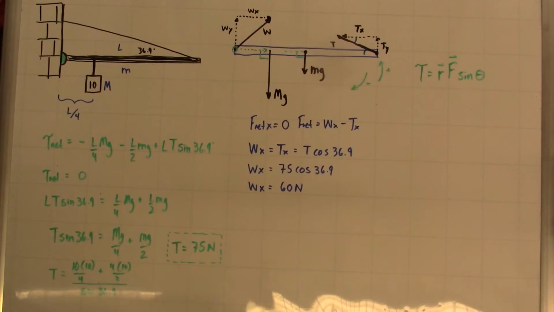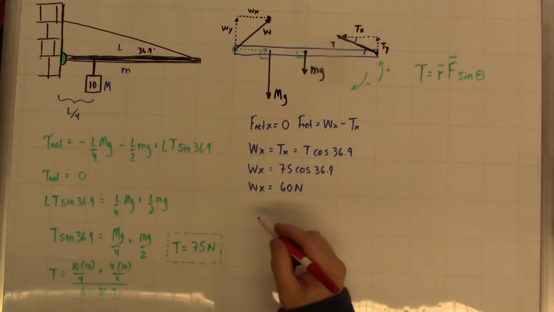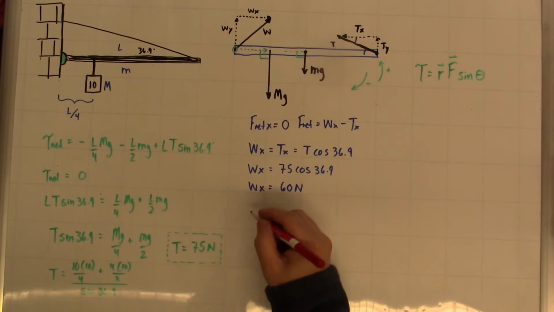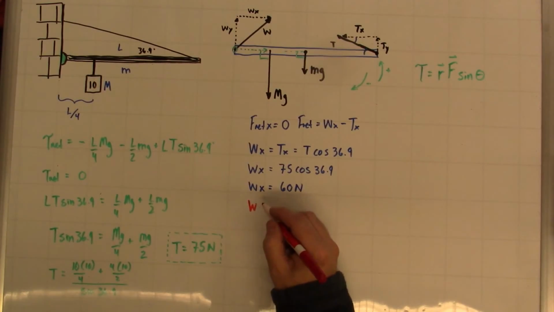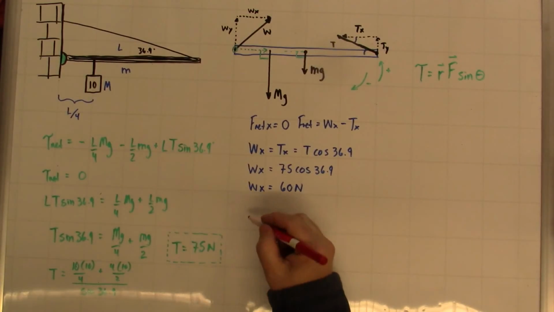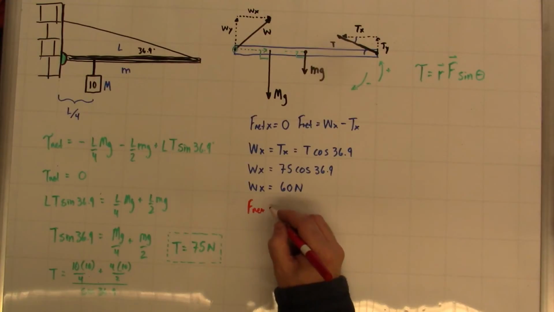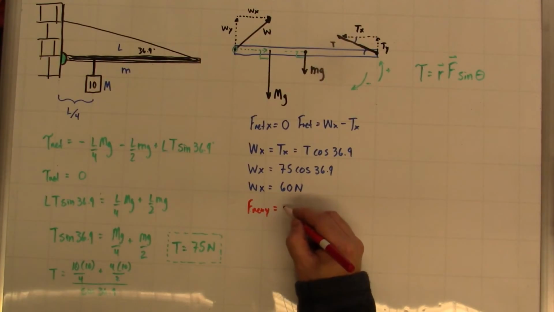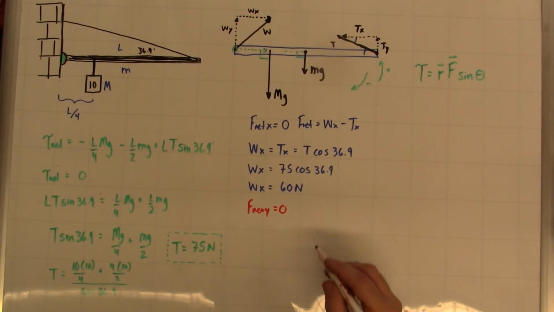Okay. So that's the w in the x direction. What about the w in the y direction? If I don't do the w in the y direction, we're going to have to do a net force statement for the vertical. So the net force in the y direction, again, it's equal to 0 because there's no vertical acceleration.